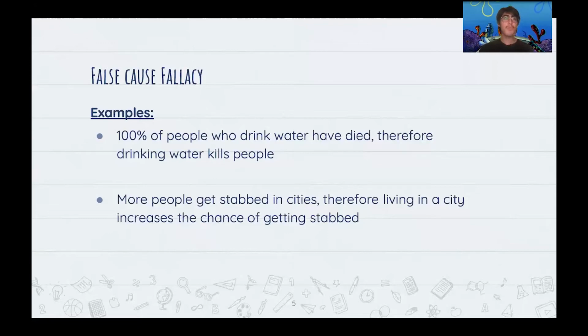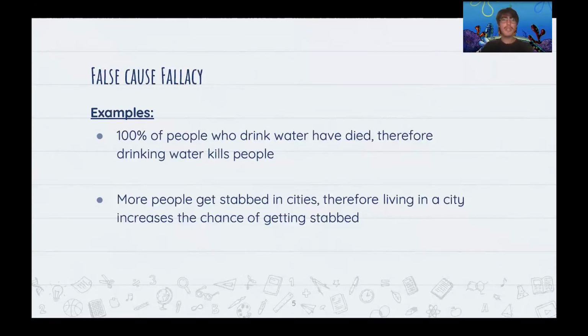One example that I think is more rooted in real life is the following. More people get stabbed in cities, therefore living in a city increases the chance of getting stabbed. So this is actually true. A lot more people get stabbed in cities than in the suburbs and outside of cities. But what this fact is not presenting is the idea that way more people live in cities from the start than people that don't live in cities. So because there are more people living in cities, there's an increased chance of there being more stabbings.